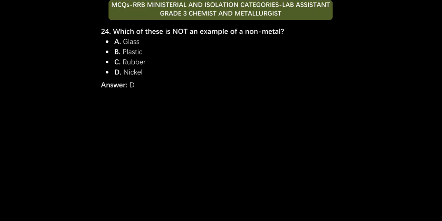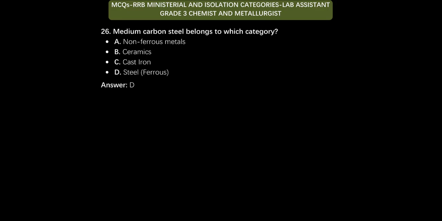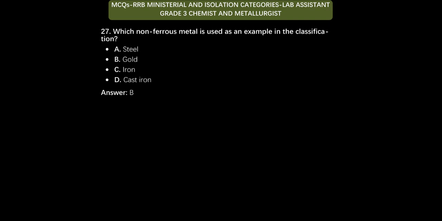Which of these is not an example of non-metal? Option D, nickel. What describes the ductility of non-metals? Option C, they are less ductile than metals. Medium carbon steel belongs to which category? Option D, steel, ferrous. Which non-ferrous metal is used as an example in the classification? Option B, gold.